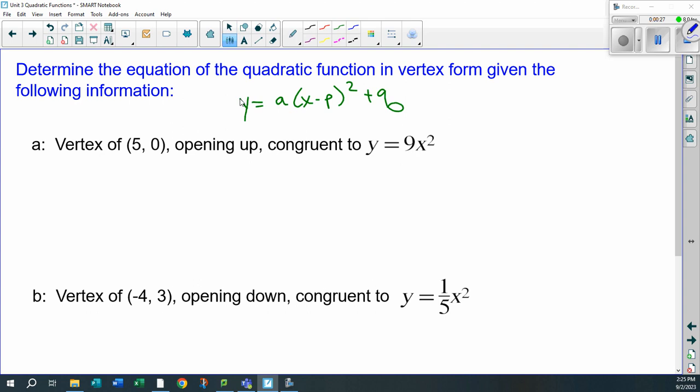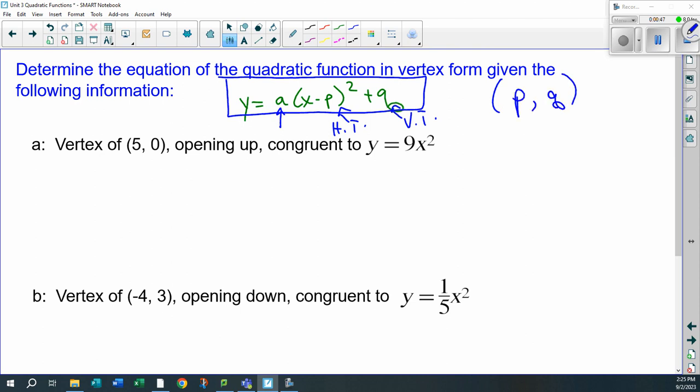q, stand for. a, of course, is our stretch factor. p is our horizontal translation. q is our vertical translation. And in fact, the reason why we call this the vertex form is because guess what our vertex is? Our vertex is (p, q). Lovely.